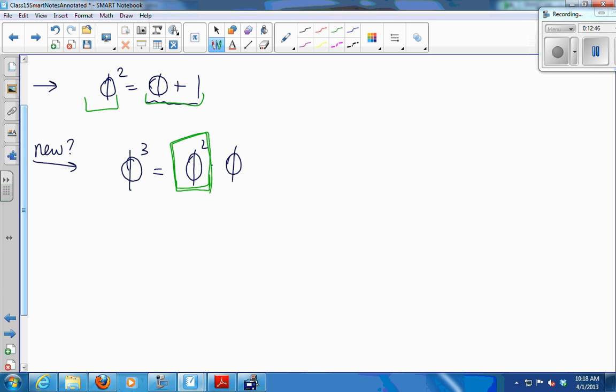They're the same value. So this equals, now in this green box, instead of phi squared, I'm going to put phi plus 1. Replaced it. They're the same thing. And then I still have this phi over here that comes down.